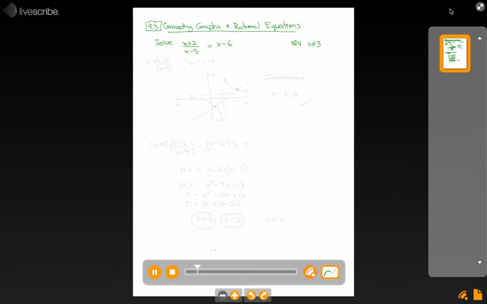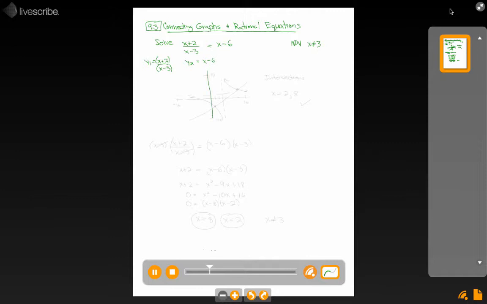So if somewhere in the end we get a solution where x equals 3, we know that that's not possible because you can't divide by 0. Now, graphically, we could definitely just graph each side of this equation and see where they intersect each other. So we'd say y1 equals (x + 2)/(x - 3), y2 equals x - 6, a plain old linear function.